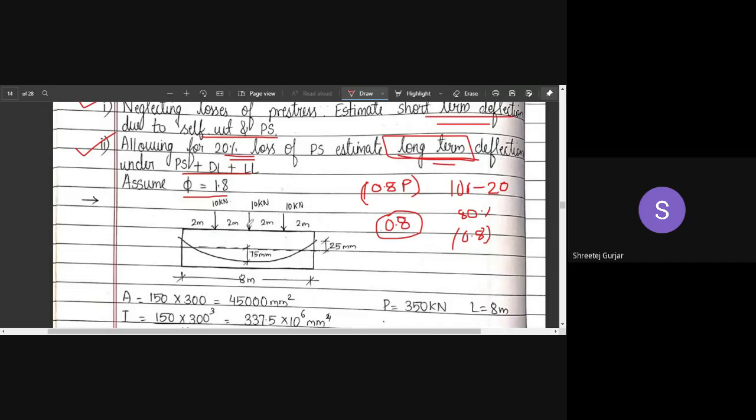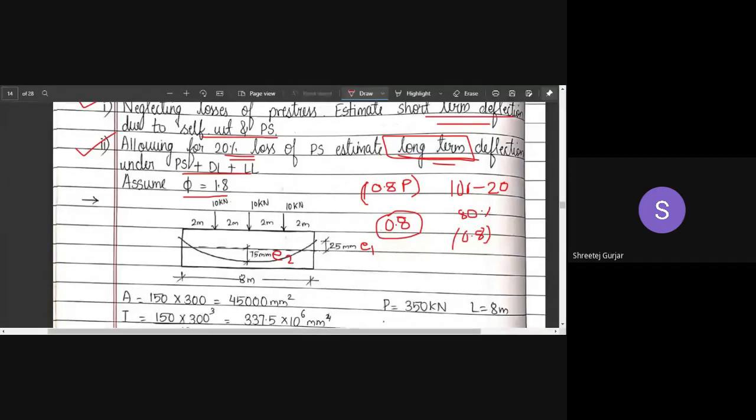So we have 3-point loads equally spaced, with a 2 meter interval between each of them. 8 meter is the total span. 75 mm is E2, and E1 is 25 mm.